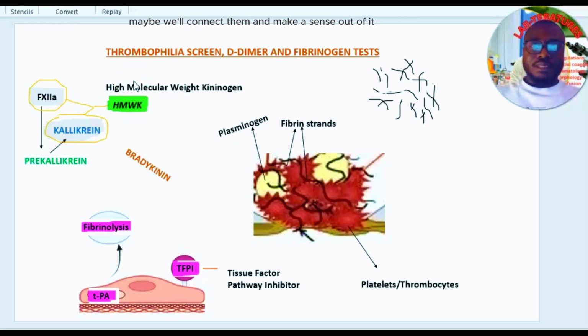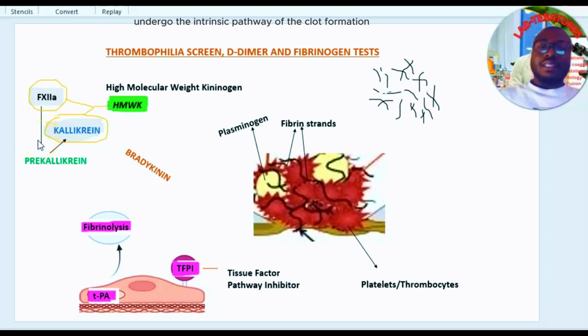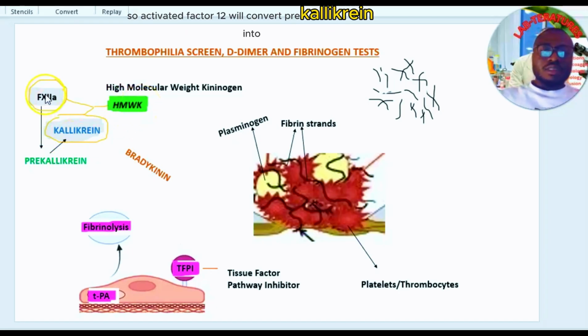Maybe we'll connect them and make sense out of it. Now, we understand from our previous discussion that this is factor 12 activated, which is activated by a contact factor. Factor 12 doesn't only undergo the intrinsic pathway of clot formation, but when it's activated, it also activates its co-contact factors. And we know that prekallikrein and high molecular weight kininogen are all contact factors. So activated factor 12 will convert prekallikrein into its active form called kallikrein.